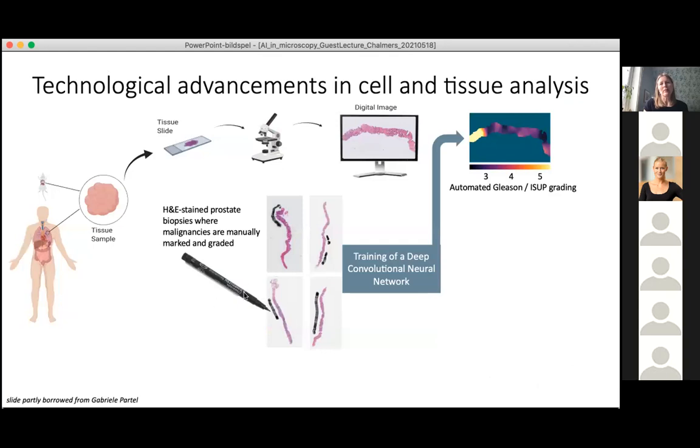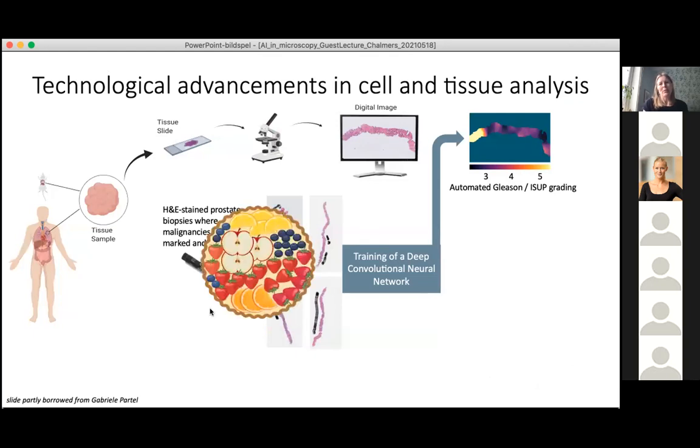So instead of having the pen marks by the pathologist to train our AI system, we would take this fruit pie representation where we have the molecular information and use that to train our AI system. And this is something that we are working on now. The tricky thing is that this approach is quite expensive. So we need to find a smart way to creating these large amounts of training data.